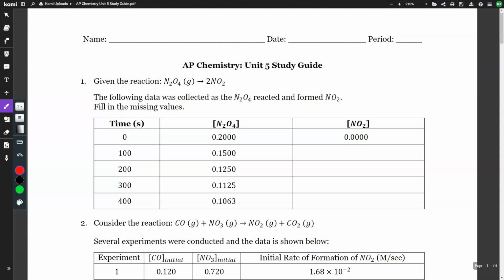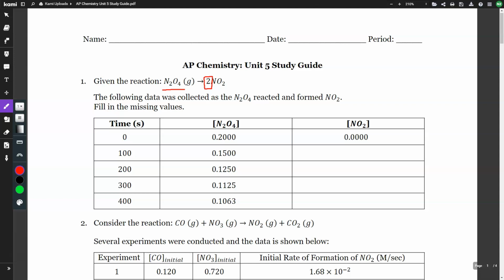So N2O4 is on the reactant side of our equation, and on the right side we have NO2, but I want you to notice that it is going to be produced by a factor of 2 compared to the N2O4. At time of 0, our initial time, all of the concentration is N2O4. We don't have any NO2 produced.